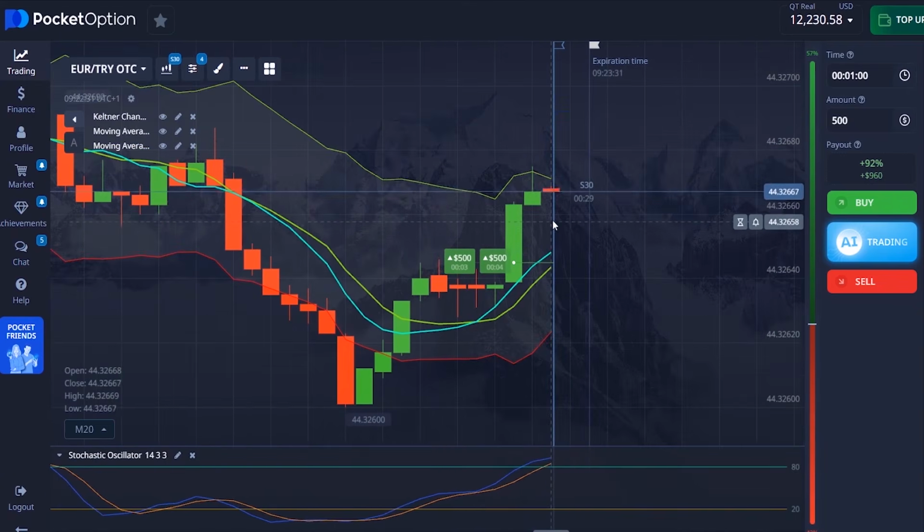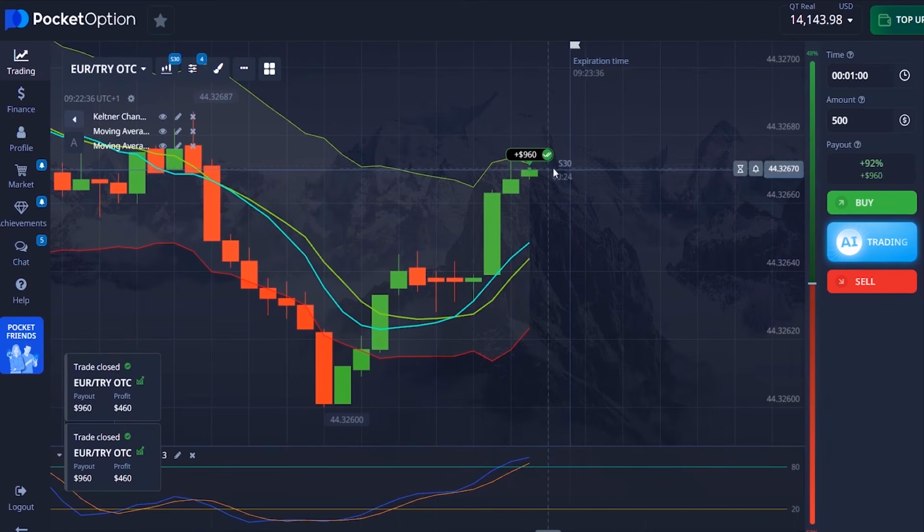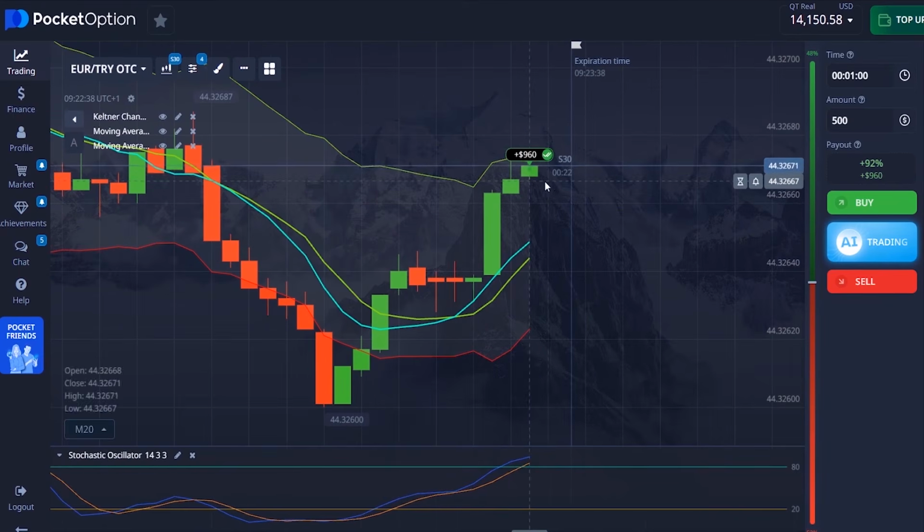So right here guys, we have 3 seconds towards the end of the trade. So this is actually a very good win for us on this trade.